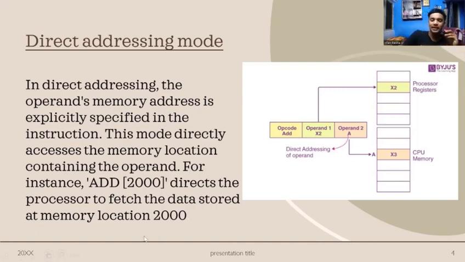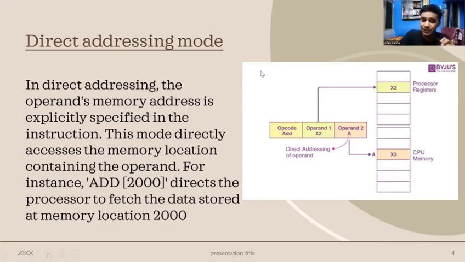Let us go through this line again. The add 2000 means that the processor is directed to fetch the data which is stored in the memory location 2000. Let us take an example that we have stored our college name, Sri Venkateswara College of Engineering, at the memory location 1200. When we say add 1200, that means we are directly fetching the data which is stored in 1200, and that data is the name of my college, Sri Venkateswara College of Engineering. I hope you understood this.